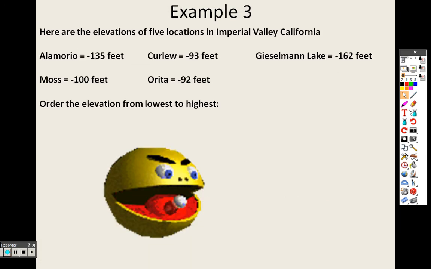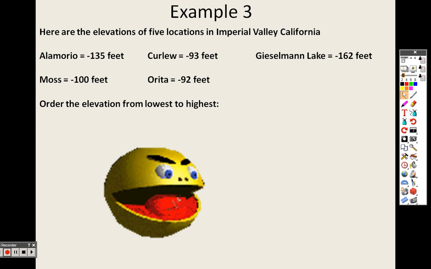So here are the elevations of 5 locations in the Emerald Valley, California. El Mario is 135 feet. Curly is negative 93 feet. Gieselman Lake is negative 162 feet. Moss is negative 100 feet, and Orita is negative 92 feet. Order the elevations from lowest to highest. The lowest number to highest.